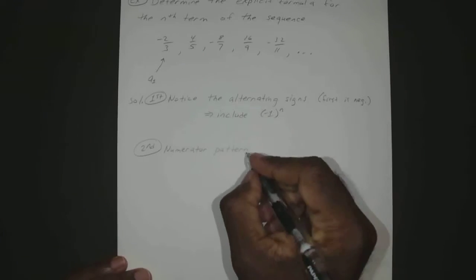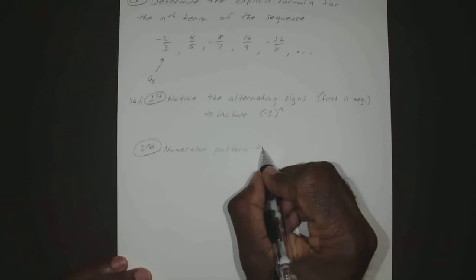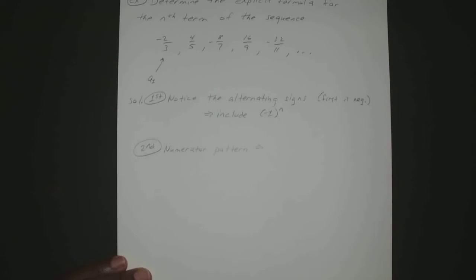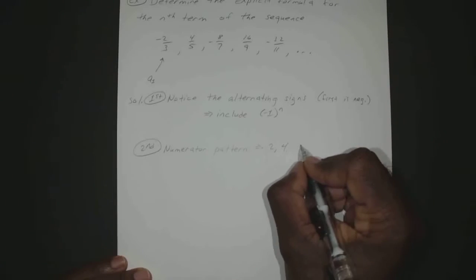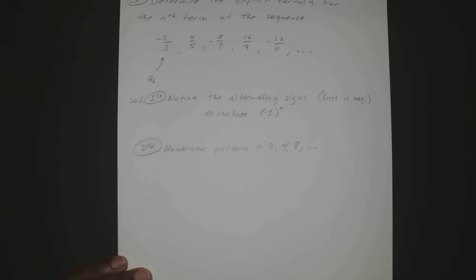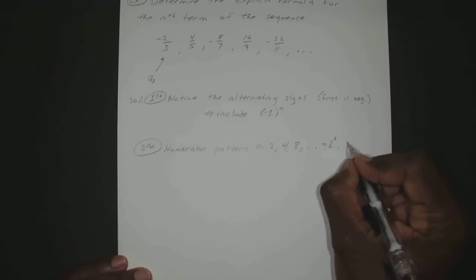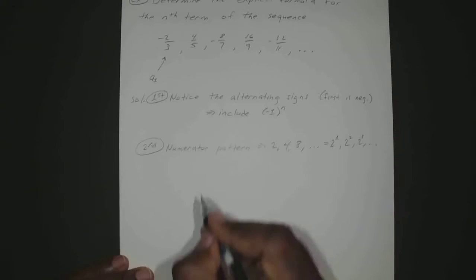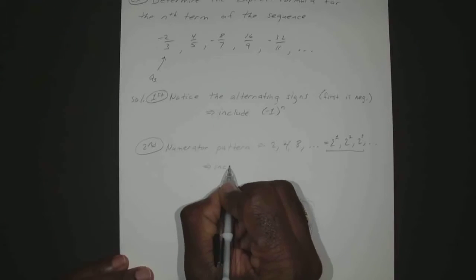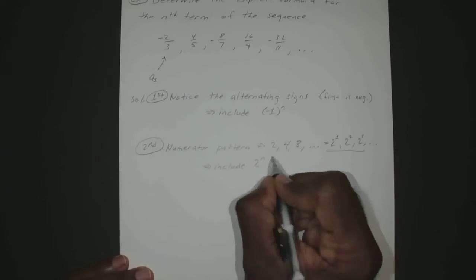So with this one, if you look at your numerator pattern, you don't really have to worry about the signs. We already took care of the alternating signs. So you just have 2, 4, 8, etc. You can actually rewrite them as 2 to the first, 2 squared, 2 cubed, and it keeps on going. Since you can see the pattern there, you include 2 to the nth power. Okay. So your third step is to look for your denominator pattern.